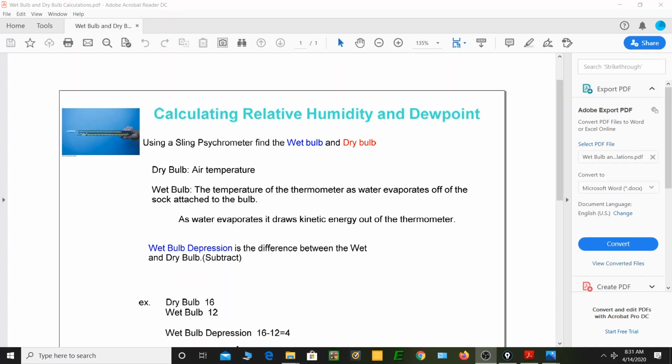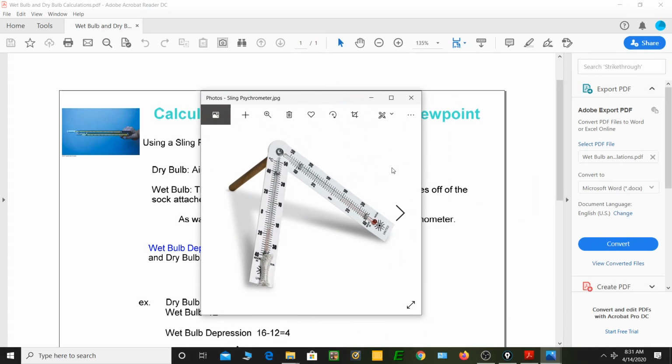Okay, hi everybody. In this lesson we're going to talk about how to calculate relative humidity, which is how full the air is relative to its temperature and how much it can hold, and how to calculate the dew point, which is the temperature at which the air is full. The way we do this is we use an instrument called a sling psychrometer, and let me show you what that is. This is a sling psychrometer.